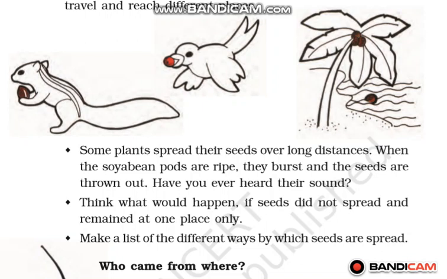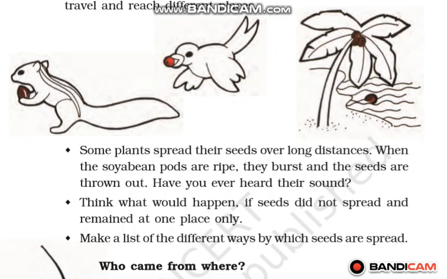Again, I am repeating four methods of dispersal of seed: by air, by water, by animals, and by explosion. Think what would happen if seeds did not spread and remained at one place only. If seeds did not spread, then one type of crop or one type of thing would grow at one place only and it would not spread all over the world.